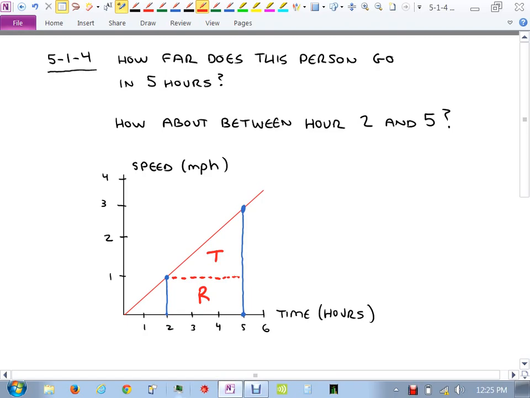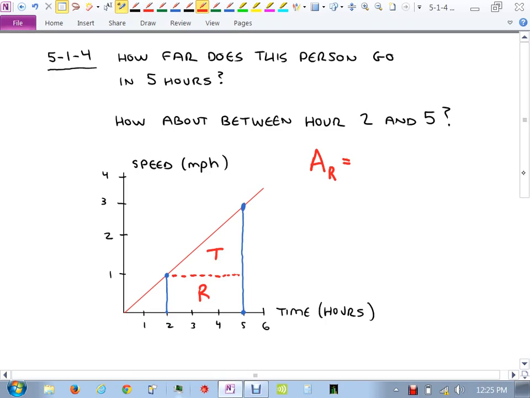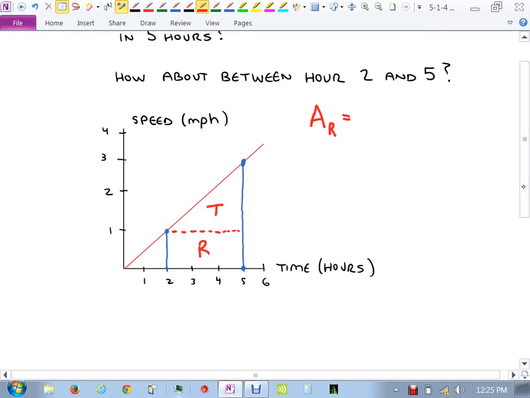So what's the area of the rectangle? I'm going to write it over here on the side. What's the area with the little subscript r? 3? Yeah, because the width of it is 3, and the height of it is 1, and you can get that from over here, right? Because of the way I drew the graph. Okay, so the area of that is 3.